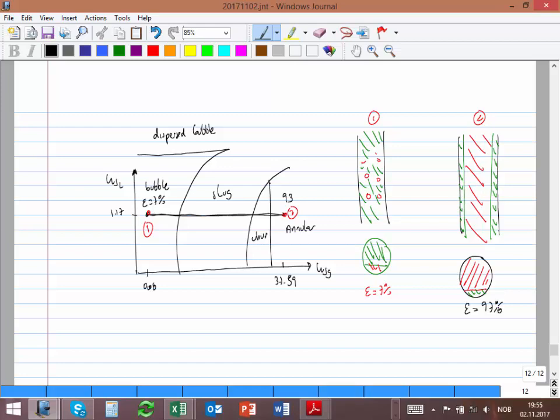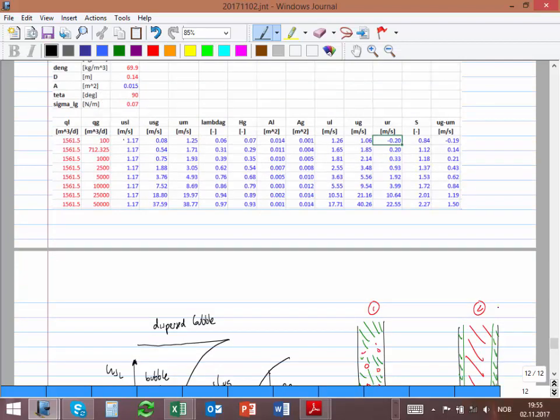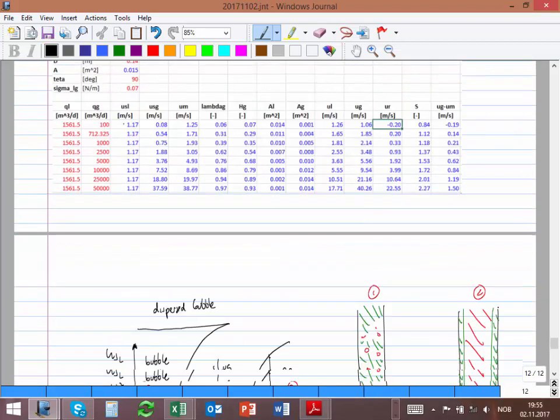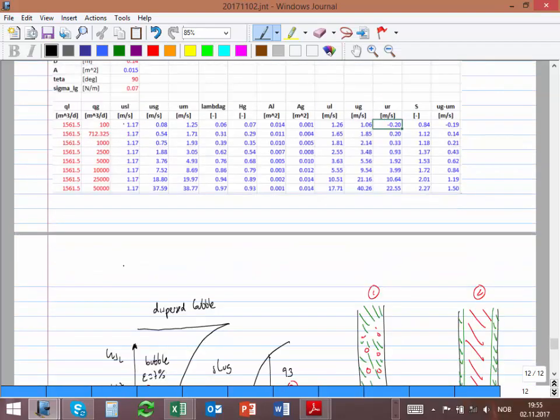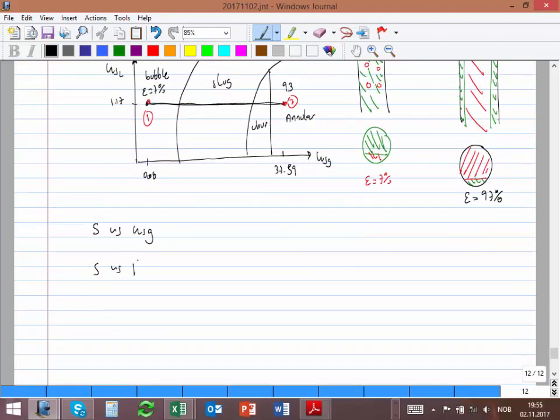Okay, it takes a long time to do the exercise, but at the end you get some very nice observations. So, your homework is to deliver the same exercise, but please you have to give me the plot of S versus USG, and also S versus a holdup, which is 1 minus epsilon. So you have to generate these two plots and tell me how do they look like. Okay, that's a homework.